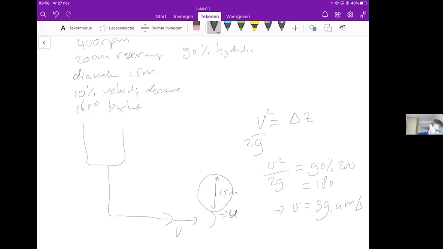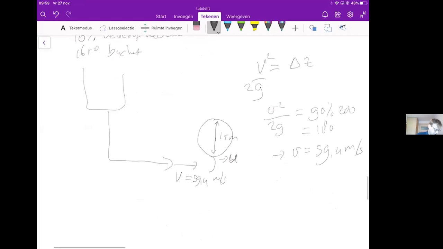So this V is 59.4 meters per second. We can of course also calculate U, which is omega R. Well, we have 400 RPM, so that is 400 divided by 60 seconds, times 2π, times 0.75, because we have to convert that.